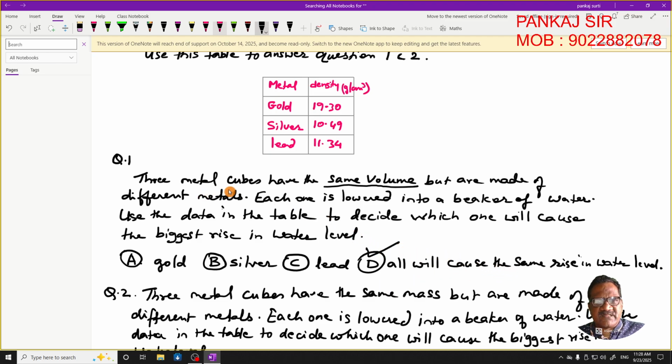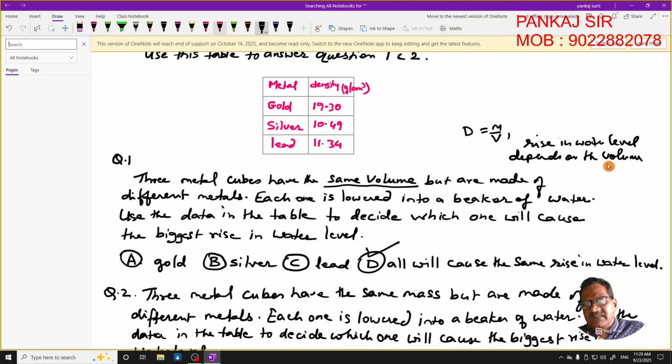See, he is telling you that the metal cubes, all the 3 metal cubes, have the same volume. And you know that density is equal to mass upon volume, right? But the rise in the water level, when you put the metal cubes in the beaker containing water, depends only on one factor. The rise in the water level depends on the volume only. Okay.